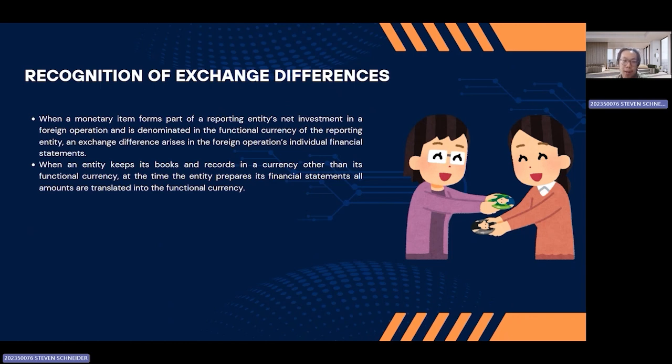And next, when an entity keeps its books and records in a currency other than its functional currency, at the time the entity prepares its financial statements, all amounts are translated into the functional currency. This produces the same amounts in the functional currency as would have occurred had the items been recorded initially in the functional currency. For example, monetary items are translated into the functional currency using the closing rate, and non-monetary items that are measured on a historical cost basis are translated using the exchange rate at the date of the transaction that resulted in their recognition.